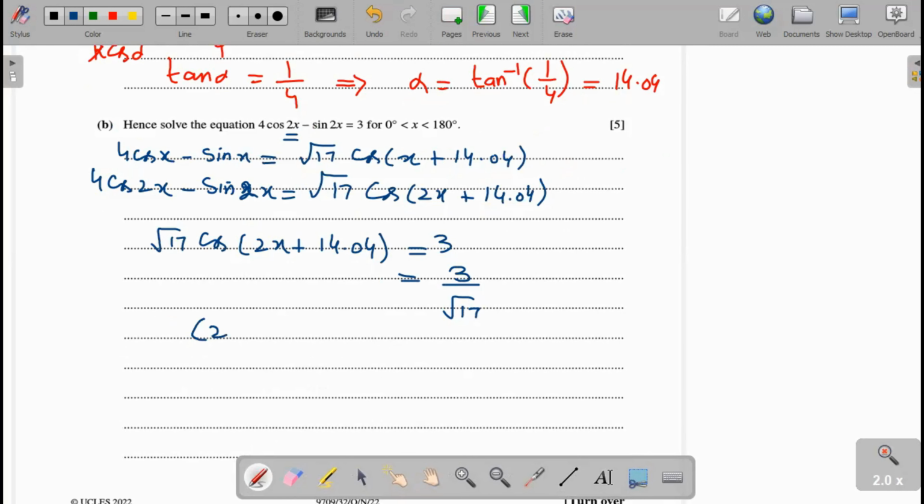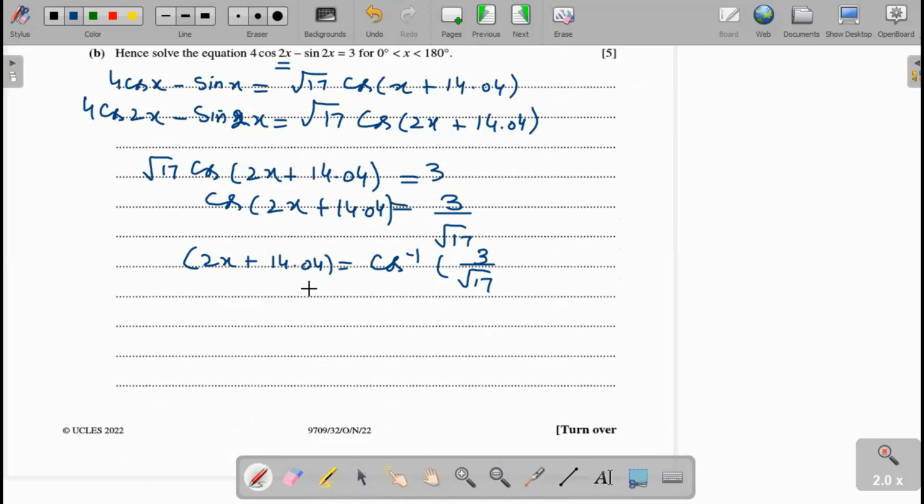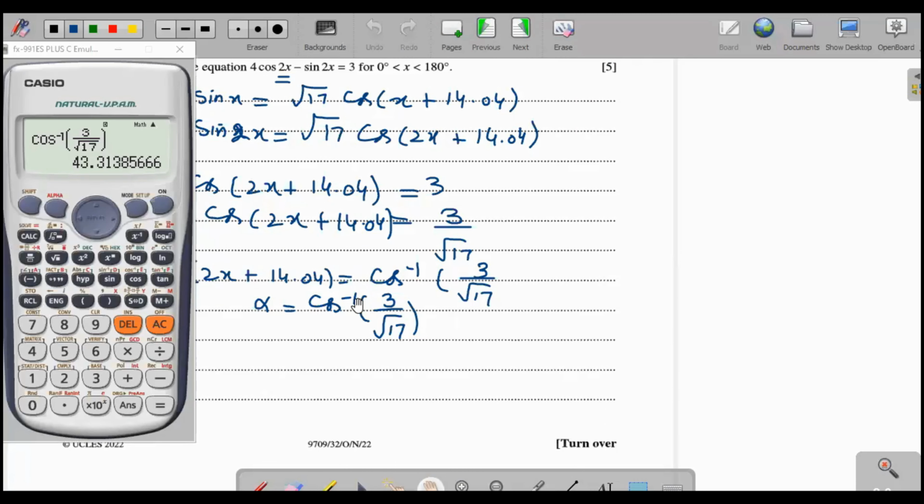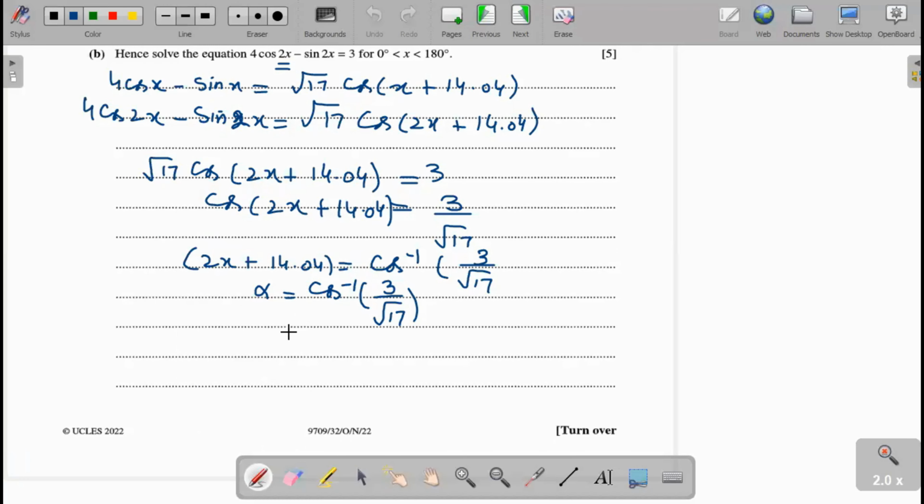That is, 2x plus 14.04 equal to cos inverse of 3 over square root of 17. Now this value is 2x plus 14.04. Well, we take the basic angle alpha. Alpha will be equal to cos inverse of 3 over square root of 17. Now we take the value. Here the angle is 43.31. The angle is 43.31.